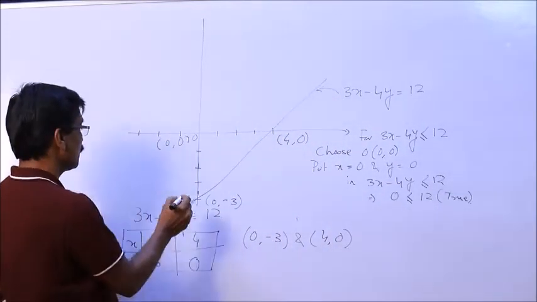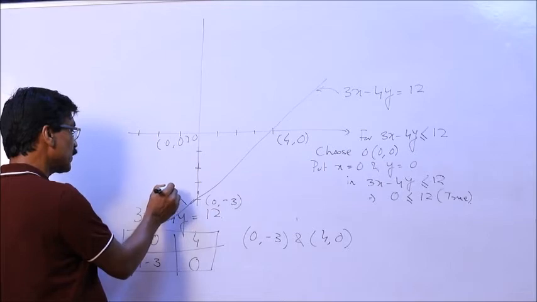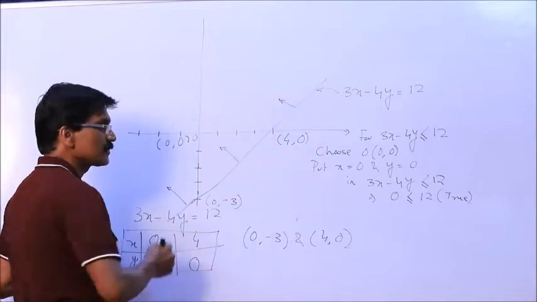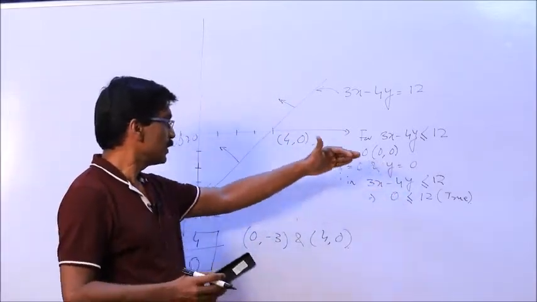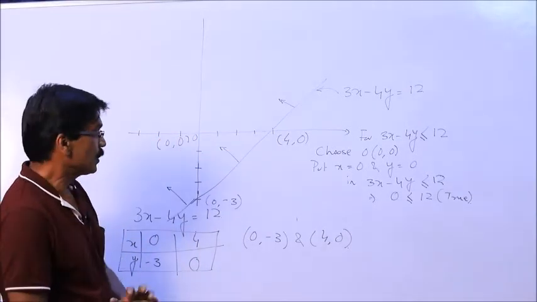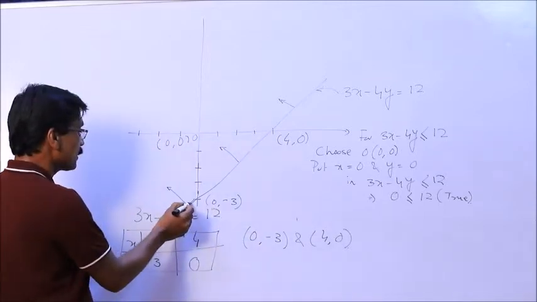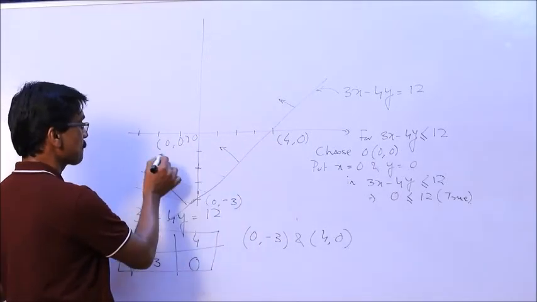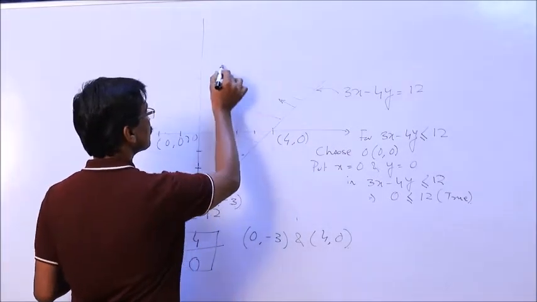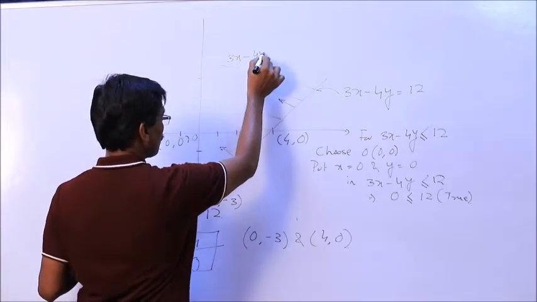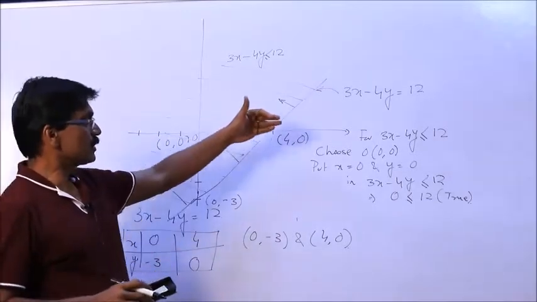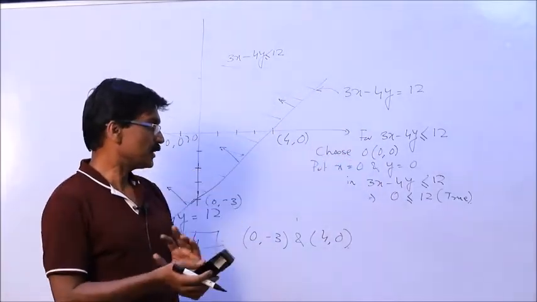So, true means it lies towards the origin, and if it is false, it is away from the origin. If it is true, it is towards the point, and if it is false, it is away from the point. So, we can shade this region, and the shaded part is 3x minus 4y less than or equal to 12. So, this is an inequality. We can solve this inequality like this.